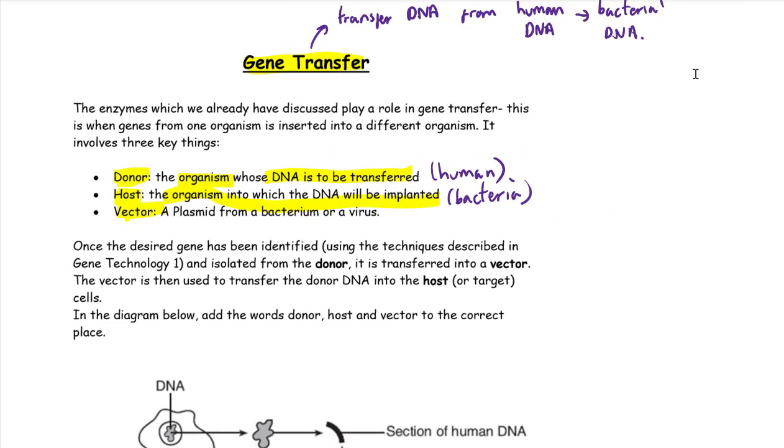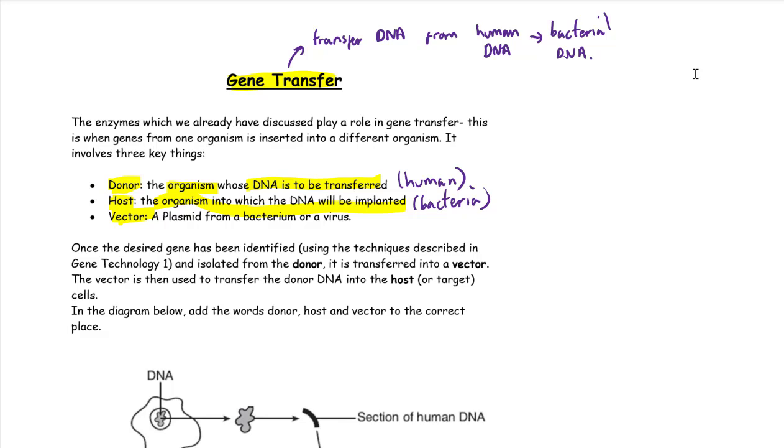So what we want to do here is try and transfer the DNA from the human into the bacterium, and then if we've transplanted the correct gene and everything's functioning correctly, we should be able to make the bacteria produce a human chemical. So once the desired gene has been identified and isolated from the donor, so this is using all the techniques that we've described, for example, using PCR to amplify a small section, using the reverse transcriptase, all that sort of stuff. Once we've isolated from the donor, it's transferred into the vector. The vector is then used to transfer the donor DNA into the host or target cells.